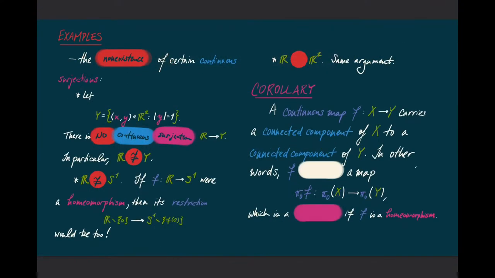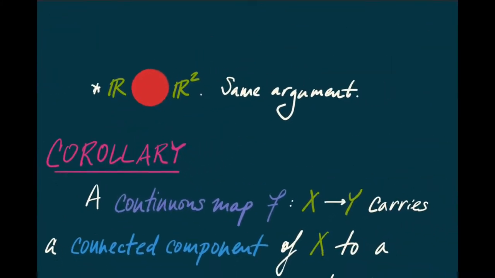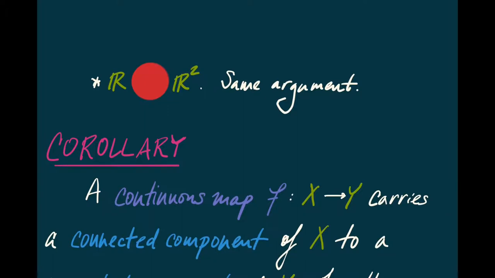Here's another important fact that we can prove in virtually the same way. The line and the plane are not the same. I'll bet you feel like you already knew that, but now we can really prove it. How does the argument go? Well, if I had a homeomorphism between R and the plane, then I could remove a point from each side, and I would still have a homeomorphism between R minus a point and R2 minus a point. But R2 minus a point is connected, and R is not connected. So they can't be homeomorphic, and therefore the line and the plane also can't be homeomorphic.